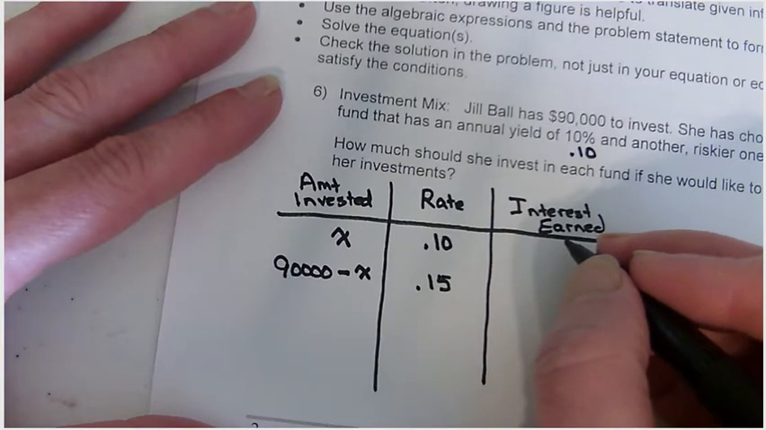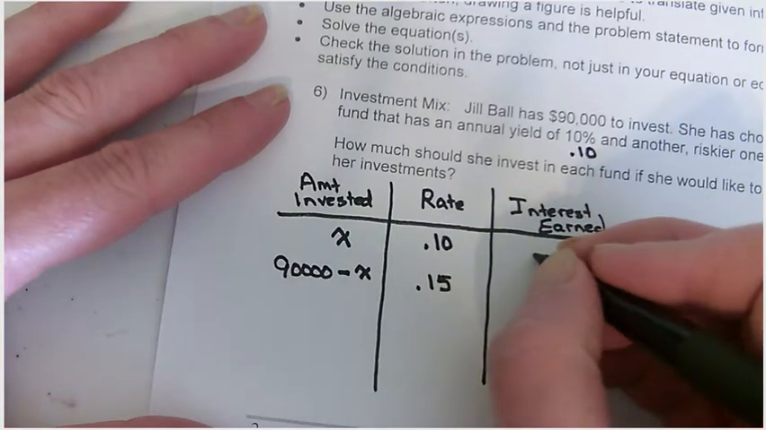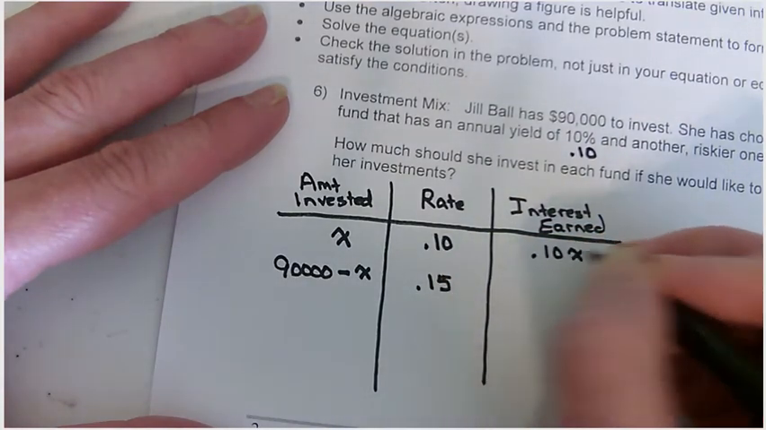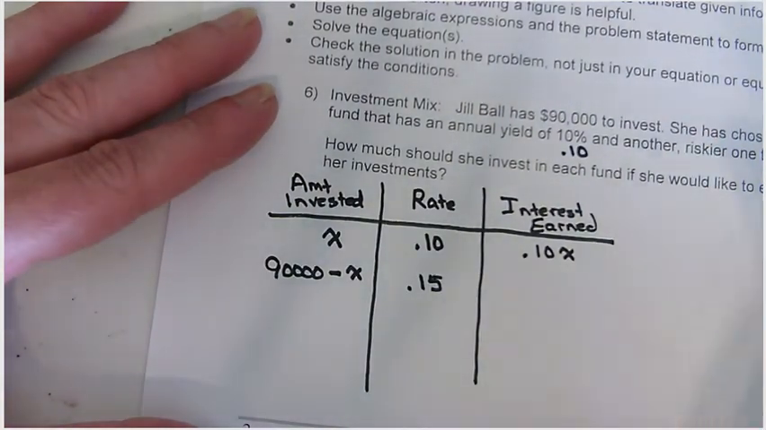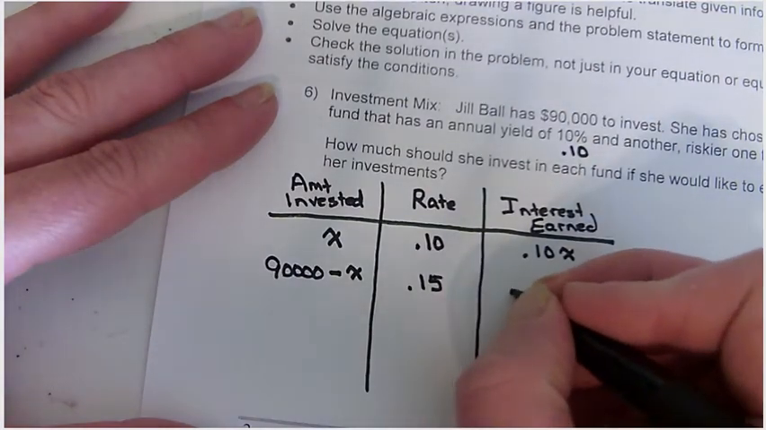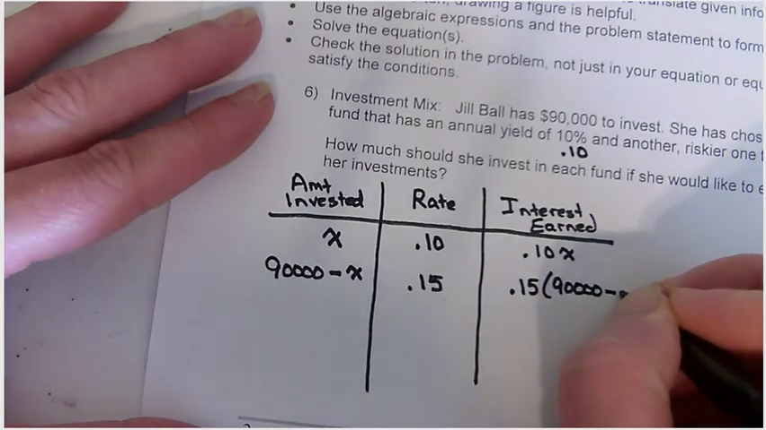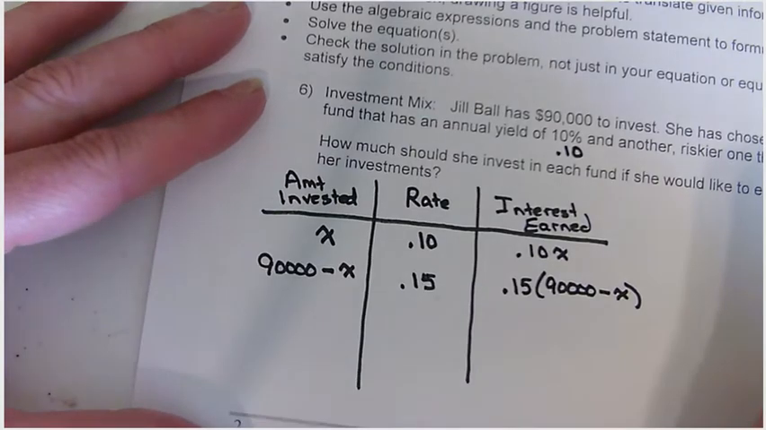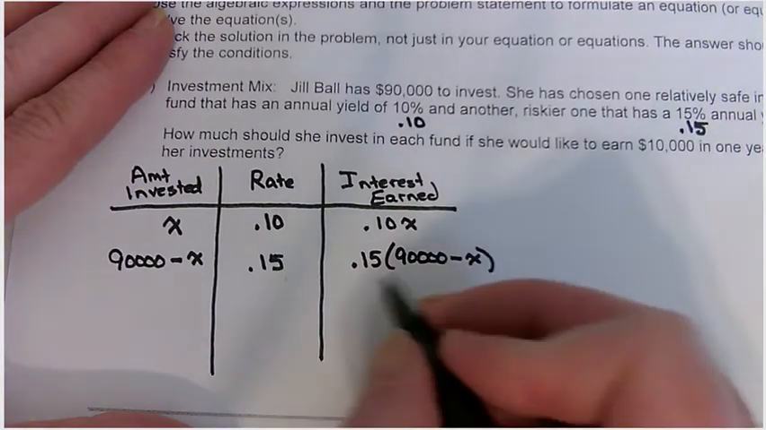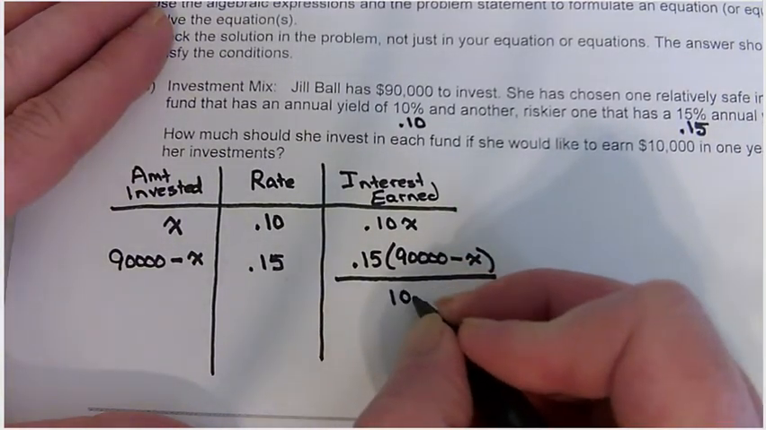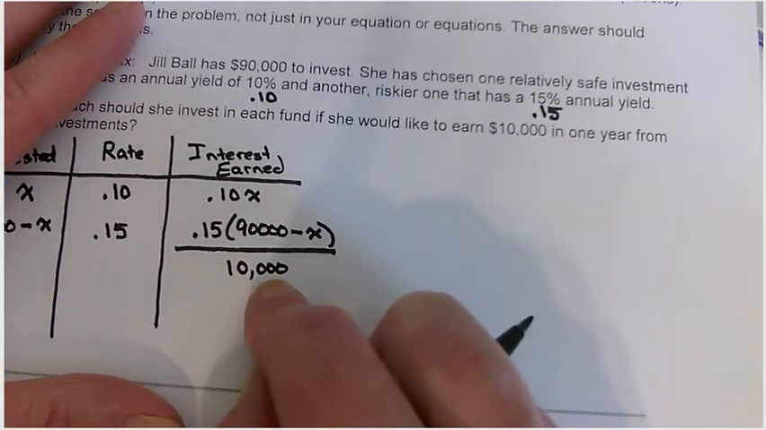Now the interest that's being earned, if she's got X invested at 10%, she's going to earn 0.10 times that X. Now, if it was in there for more than 1 year, we would multiply that by the number of years, but it's just 1 year. 15% is for the rest of the money, so 90,000 minus X. And she wants these two to total up to be 10,000. So we are going to literally take this plus this and set it equal to 10,000.